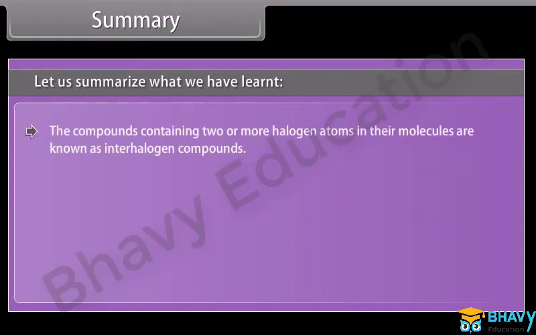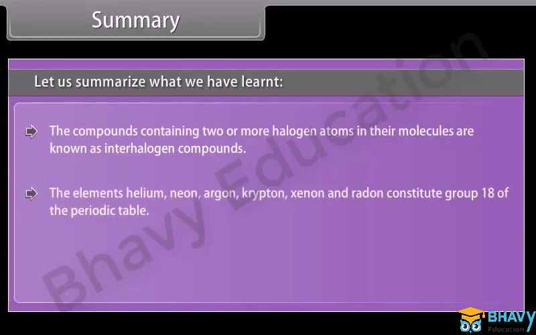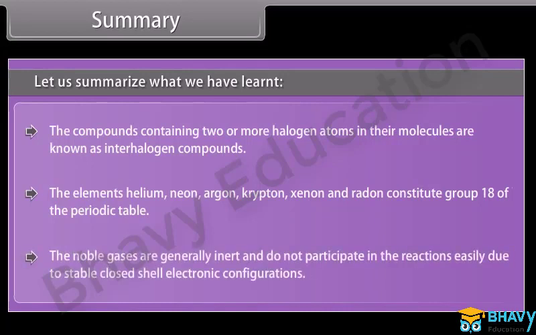The compounds containing 2 or more halogen atoms in their molecules are known as inter-halogen compounds. The elements helium, neon, argon, krypton, xenon and radon constitute group 18 of the periodic table. The noble gases are generally inert and do not participate in reactions easily due to stable closed-shell electronic configurations.